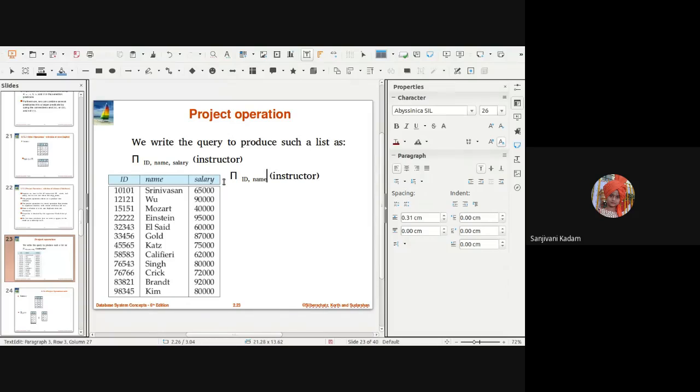Here, if I wanted to list only the ID and name of the instructor, only list those attributes, we use the pi or project operation, and later on give your relation name. Done. Simple operation. Okay, let us go for another example.